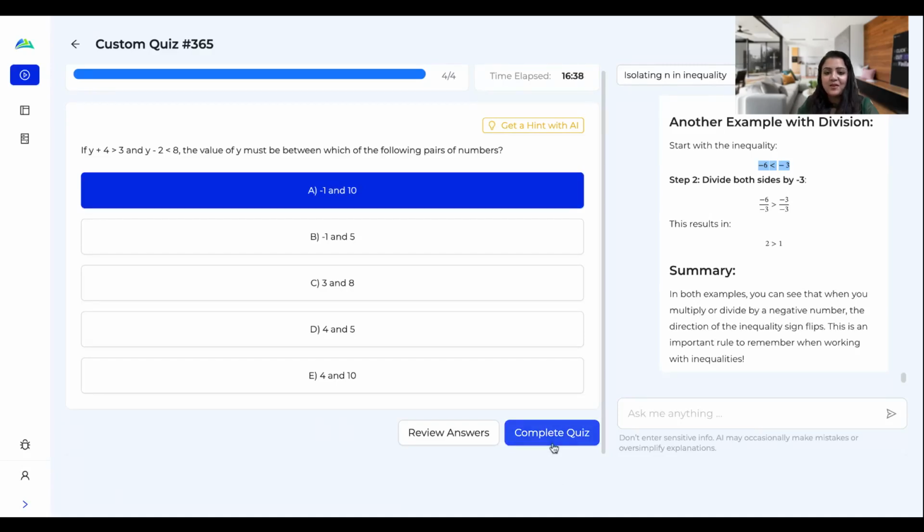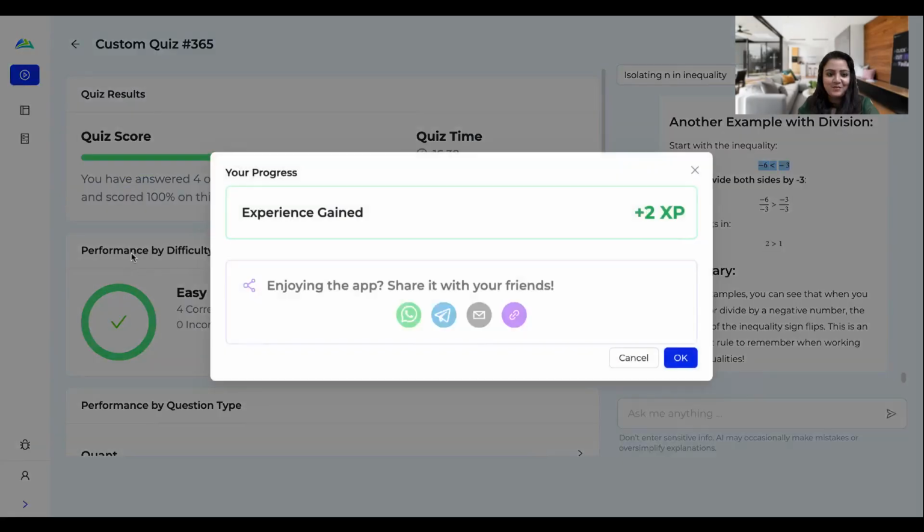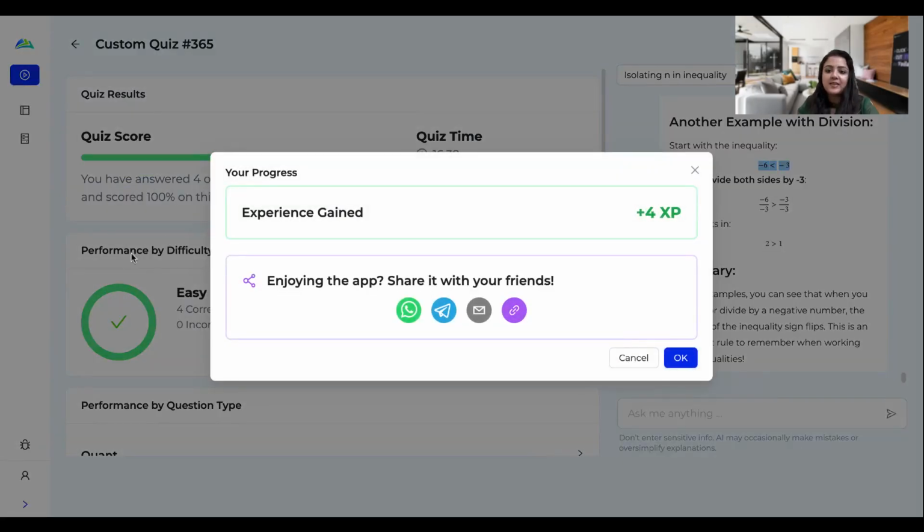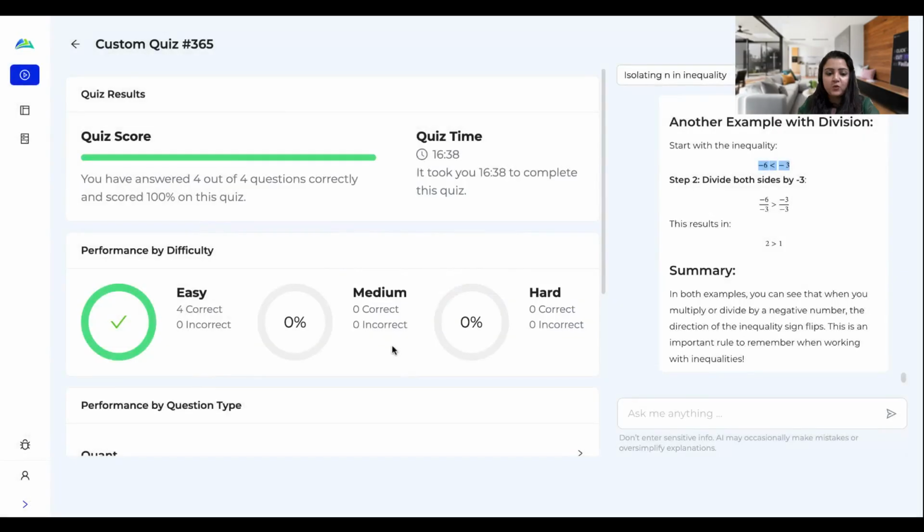I want to complete the quiz. Let's see what was my score. All of them are right. No surprise because we have been using hints. I got some experience. Good for me.